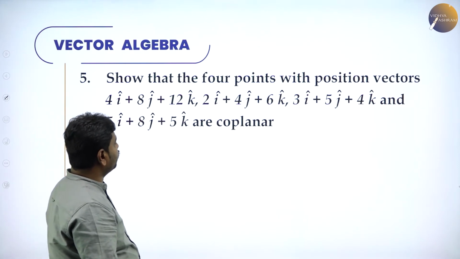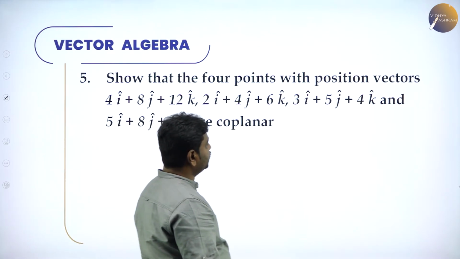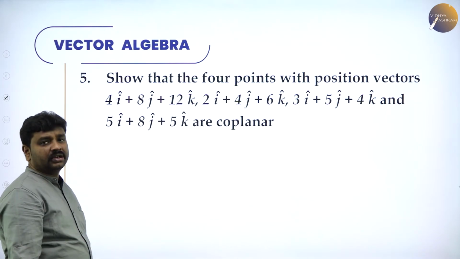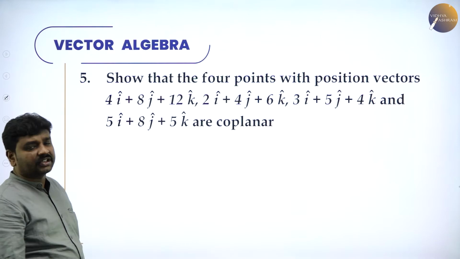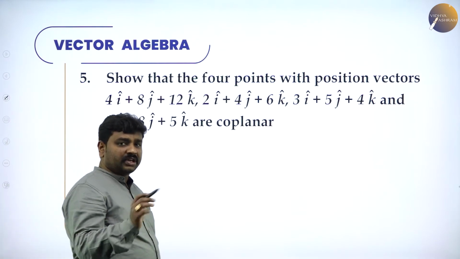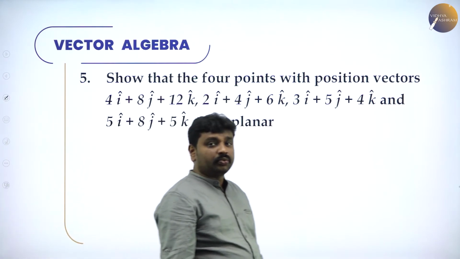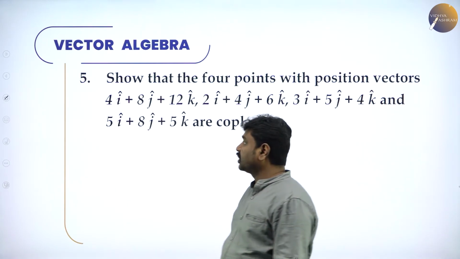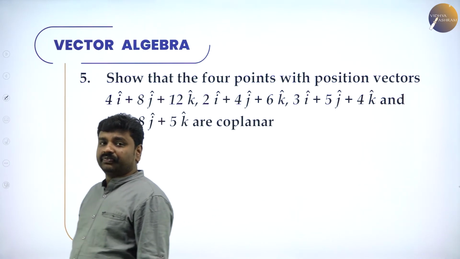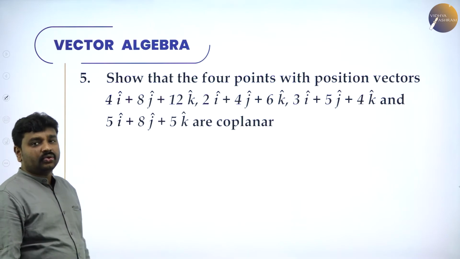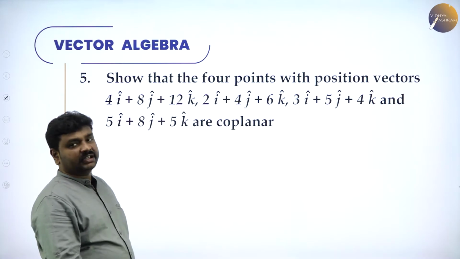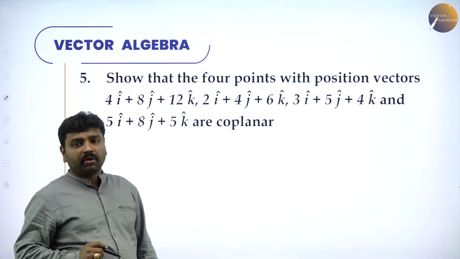Next, show that the 4 points with position vectors 4i cap, 8j cap, 12k cap, 2i cap, 4j cap, 6k cap, 3i cap, 5j cap, 4k cap, and 5i cap, 8j cap, 5k cap are coplanar. So 4 points, they give position vectors. In my last class I taught you, whenever they give position vectors, create co-initial vectors. After you create co-initial vectors, you do the box product. When you do the box product, it should give you 0.